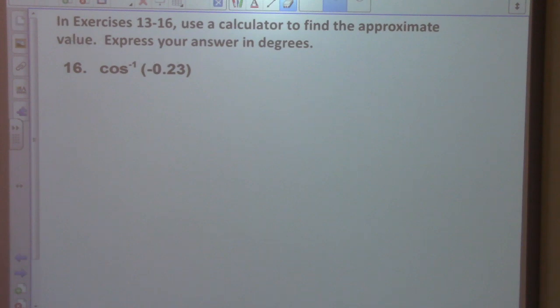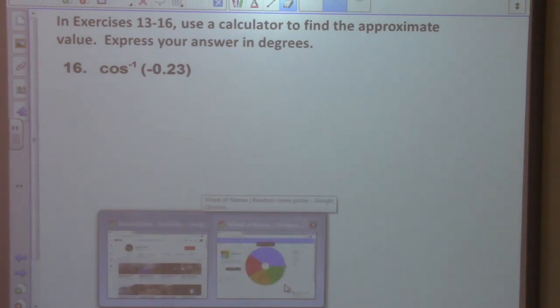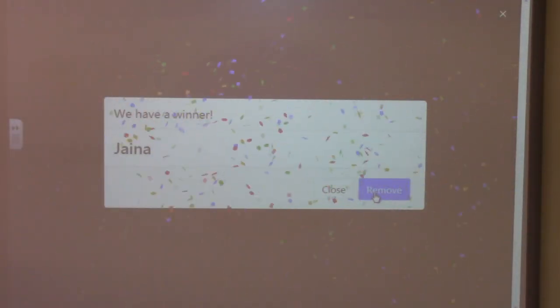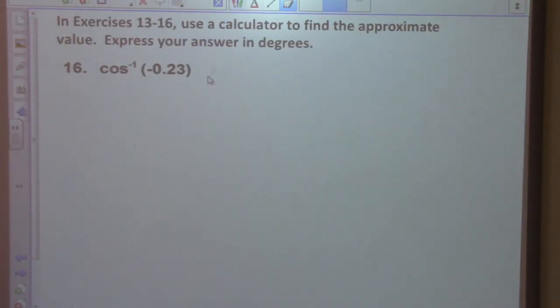Very good. Now we have the last one in this set, the inverse cosine. That's going to be Jana. All right, Jana, this is you. You said 103.30 degrees. Does that answer make sense?